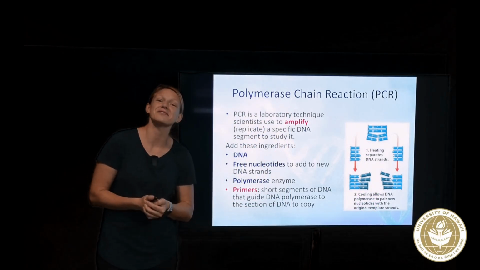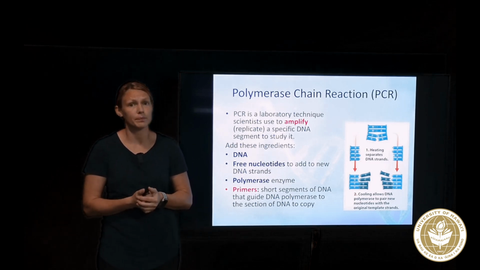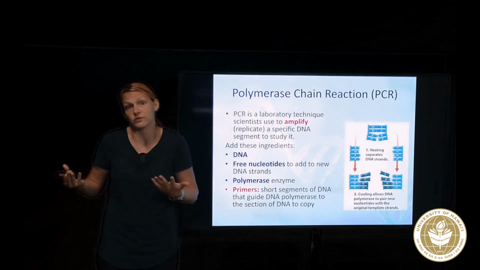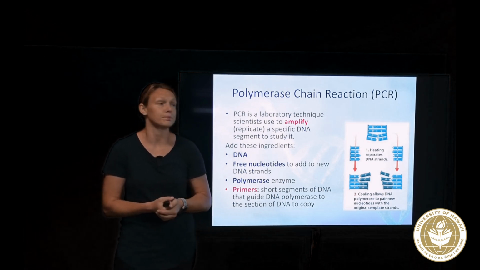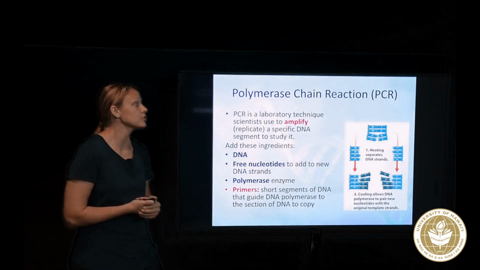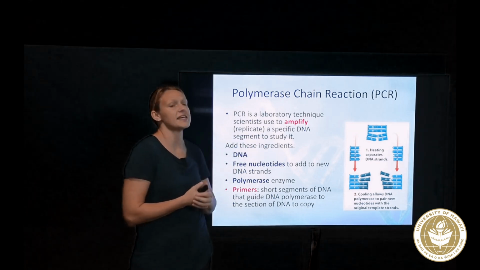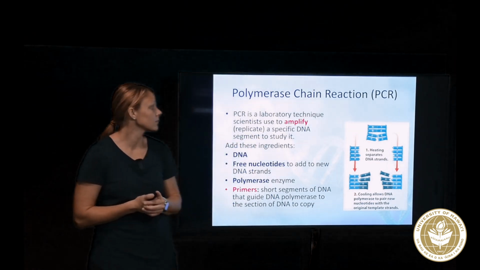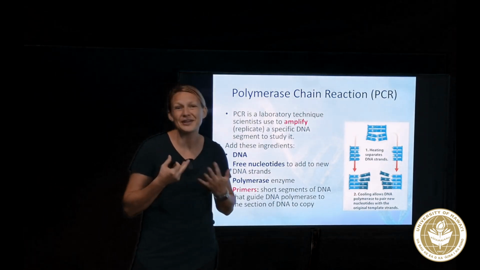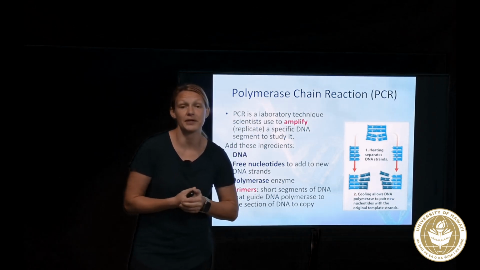Our last learning objective for today is to have an understanding of polymerase chain reaction, or PCR, and also DNA profiling, and how DNA profiling can be really useful for the judicial system. So PCR is a laboratory technique that scientists use to amplify, just a fancy term for replicate, a specific DNA segment in order to study it. In order to do this, we need different components, and we learned what components we needed by understanding the natural process of DNA replication that we just covered.